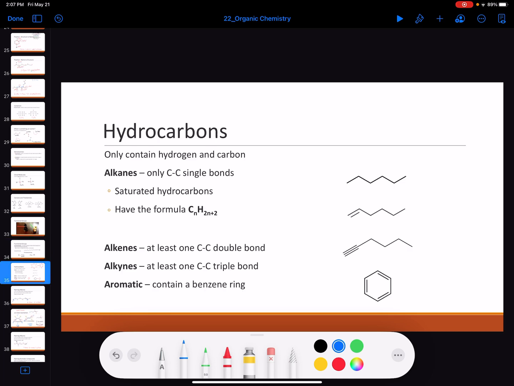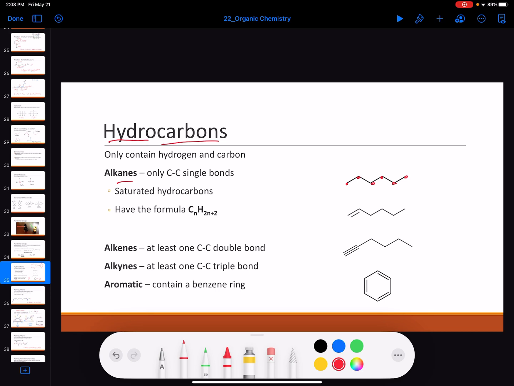So the first class of functional groups, I guess, would be hydrocarbons. As the name implies, these contain hydrogen and carbon and nothing else. We've already seen alkanes, where we have just carbon-carbon single bonds attaching them together. The ane ending tells us that these are alkanes, that they contain single bonds. We can also say that these are saturated hydrocarbons because they are holding as much hydrogen as they possibly can.